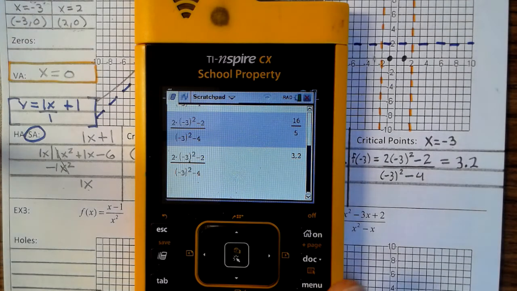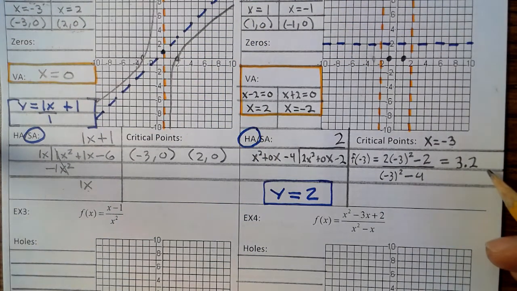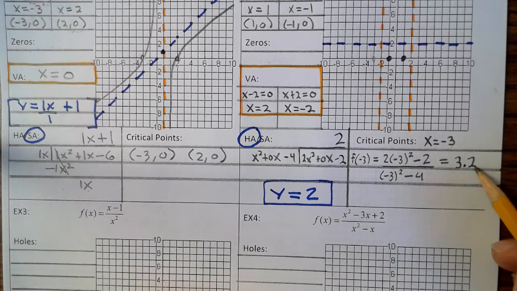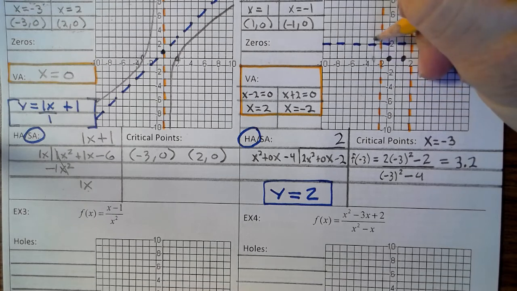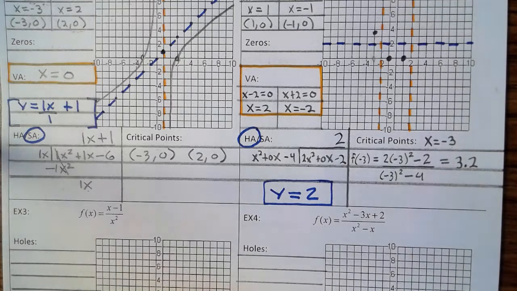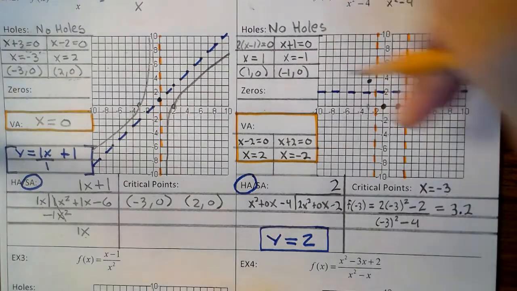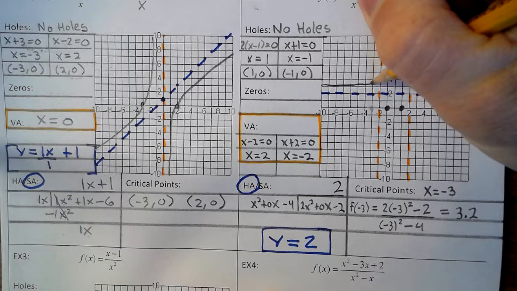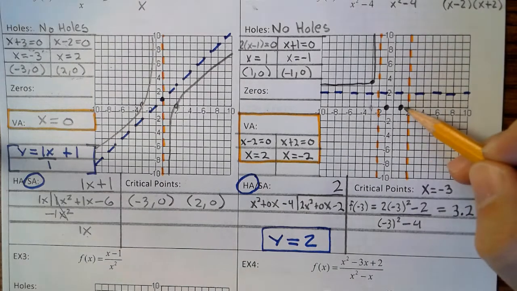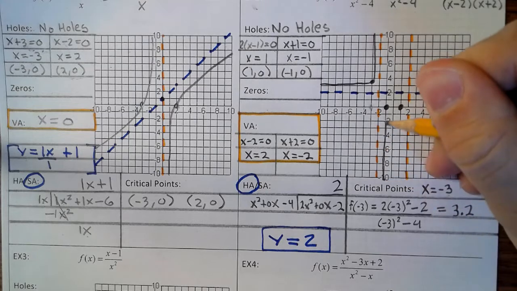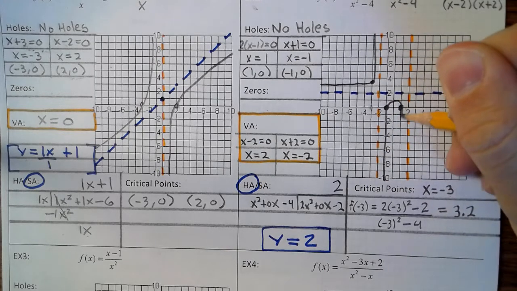Okay? All right. Nonetheless, that tells us that our point is (-3, 3.2), which is about here. Now that's critical because it tells us that our curve is here. These points tell us what happens here because we know it's going to have to go here, go up, and then go back down to here.